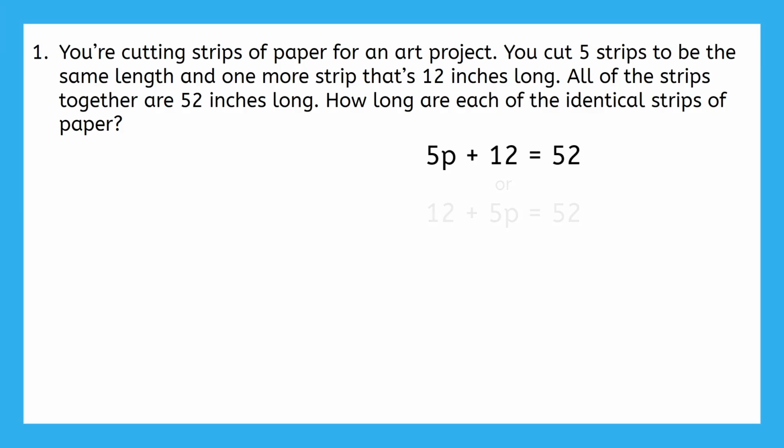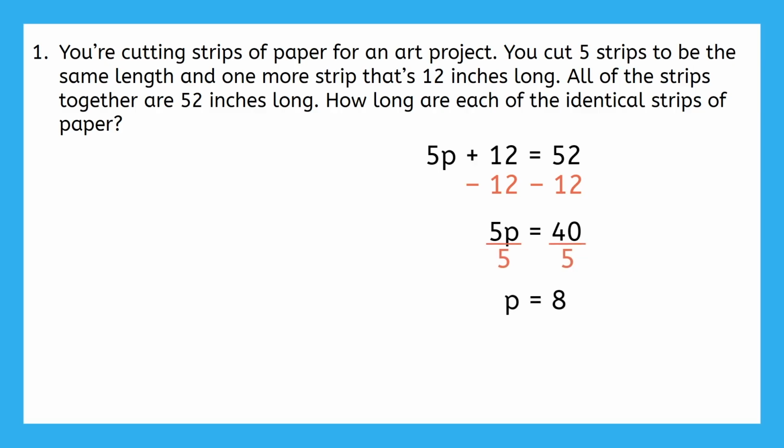Now that we've written our equation, let's solve it to answer the original question. Pause and come back to check your answer. Okay, what term should we undo first here? Yep, 12, because it's farther from the variable. Subtracting 12 on both sides gives us 5p equals 40. Then, dividing by 5 on both sides gives us p equals 8.